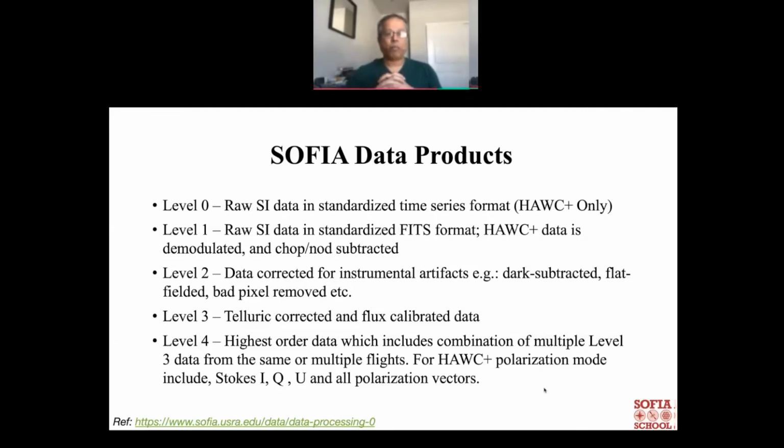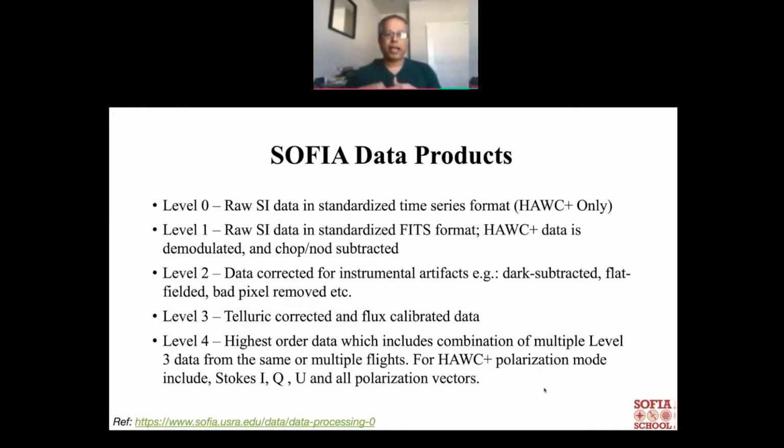On the other hand, level 1 data is standardized FITS data. It's in FITS format, and that's what most of our other instruments like FORCAST, PPLS, and XEs provide you. In the case of HAWC data, the data is already modulated and chopped, not subtracted. Then we have level 2 data, where we take the level 1 data and correct for all the instrumental artifacts like dark subtraction, flat fielding, bad pixel removal, making sure the grids are proper, and so on and so forth.